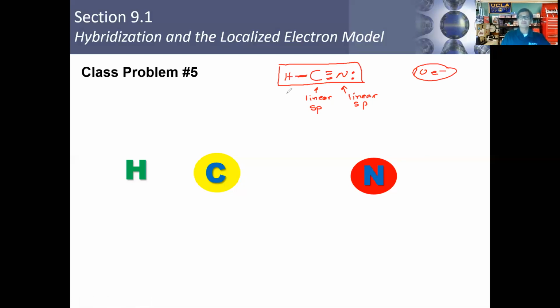And so I asked you finally to describe the hybridization of hydrogen, and that actually was a trick question because remember, hydrogen does not hybridize. So there is no hybridization for the hydrogen. It only has an s atomic orbital.